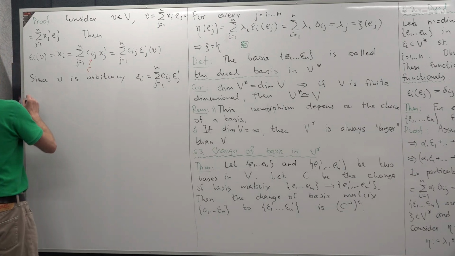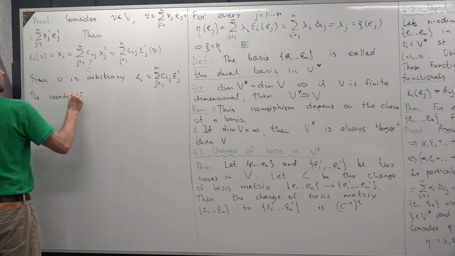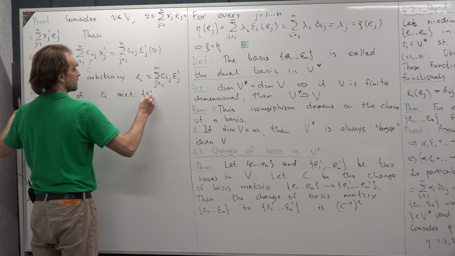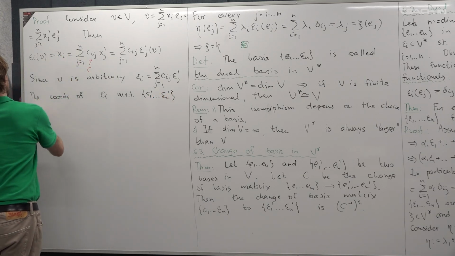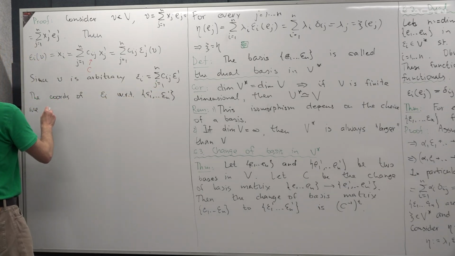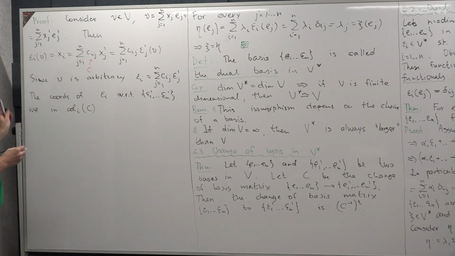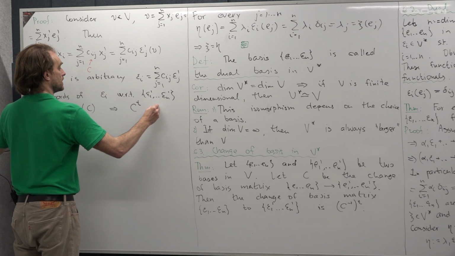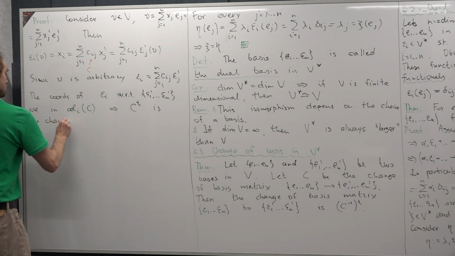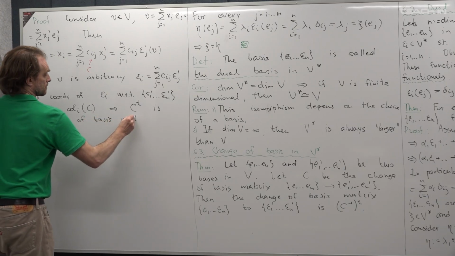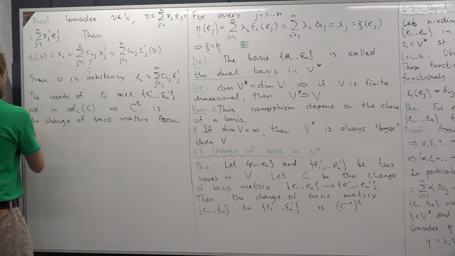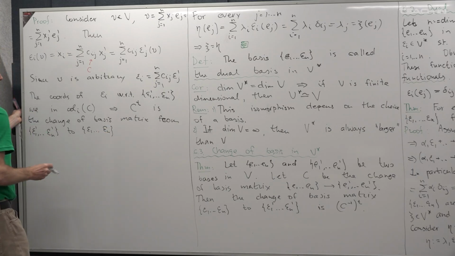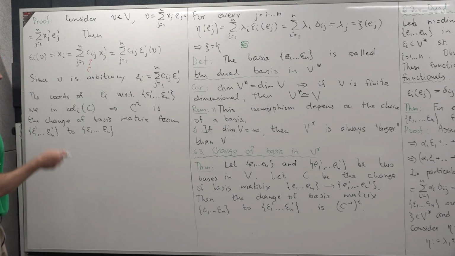And so the coordinates of epsilon sub i with respect to the primed basis are exactly in the ith column of C. So we see that the matrix C transpose is the change of basis matrix from the primed basis to the unprimed basis, just because we express vectors of the unprimed basis in terms of the vectors of the primed basis.